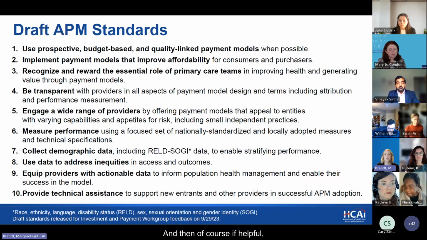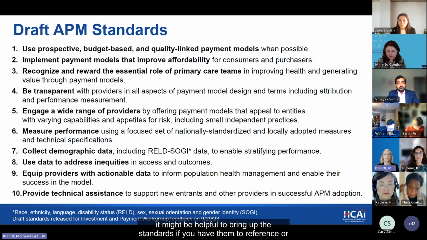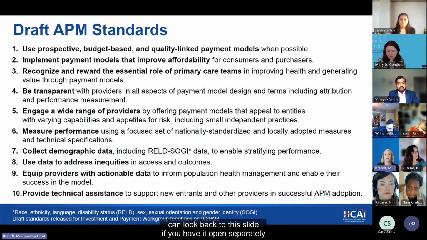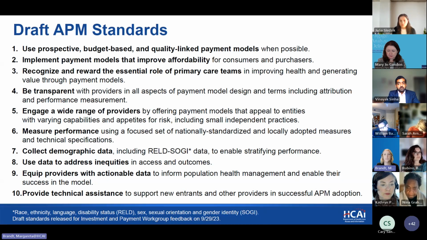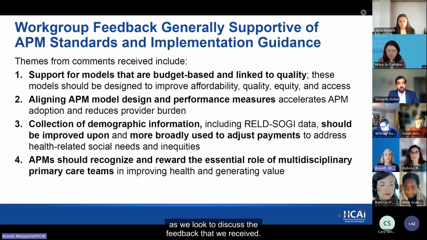And then, of course, if helpful, it might be helpful to bring up the standards if you have them to reference, or you can look back to this slide if you have it open separately, as we look to discuss the feedback that we received.